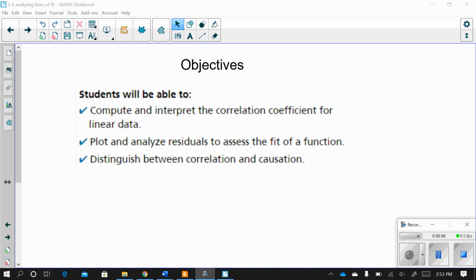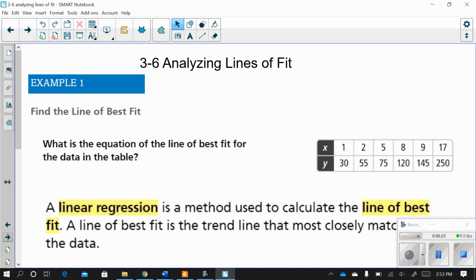Okay, so today we're going to compute and interpret the correlation coefficient for linear data. We're also going to look at residuals to help us decide if a fit is good or not. We're also going to distinguish between correlation and causation. Okay, you will see this stuff if you do anything with statistics. A lot of fun stuff in this section.